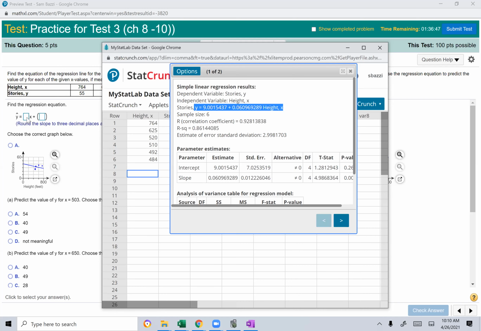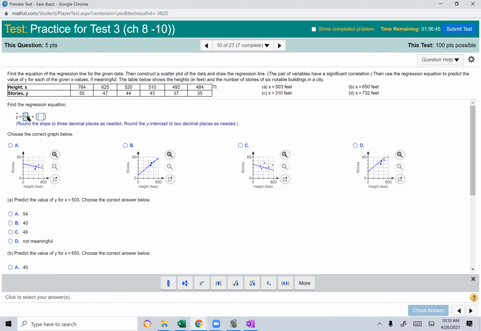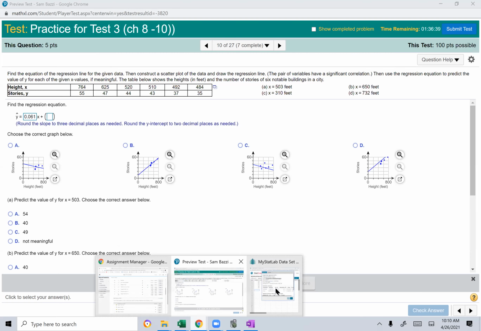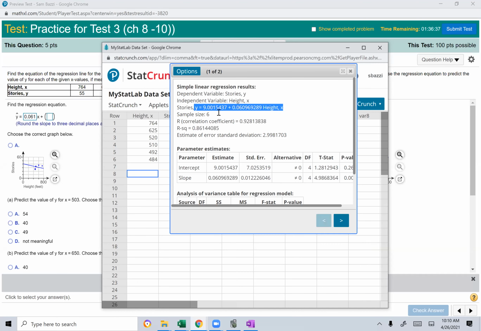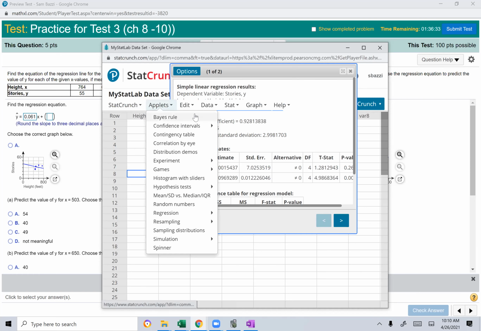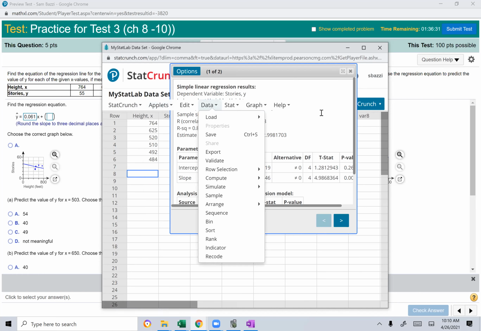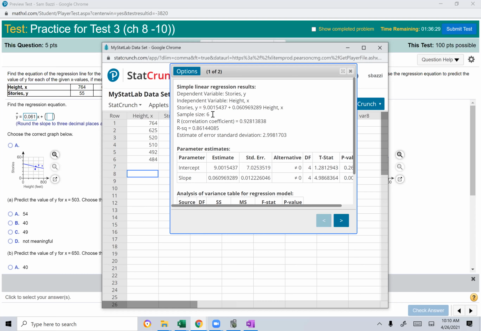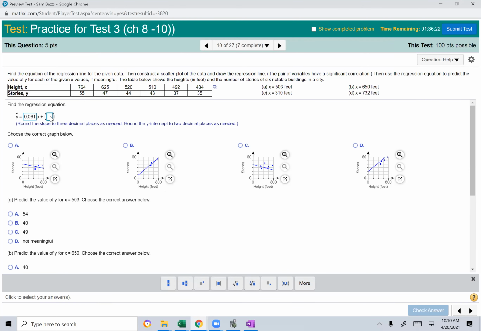So I'm going to put 0.061 x plus, let me bring it back, 3 decimal places, 9.001, is it? 9.002. There you go.